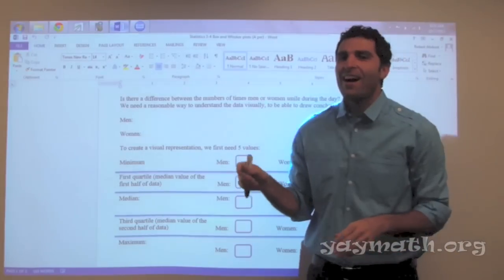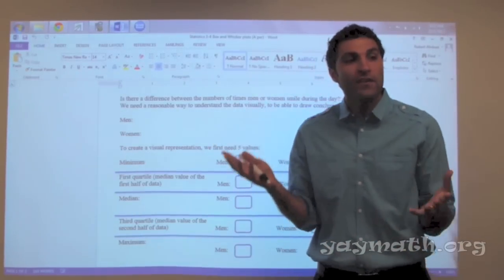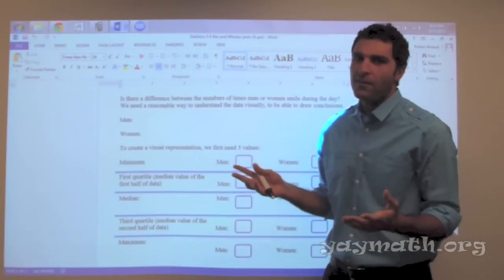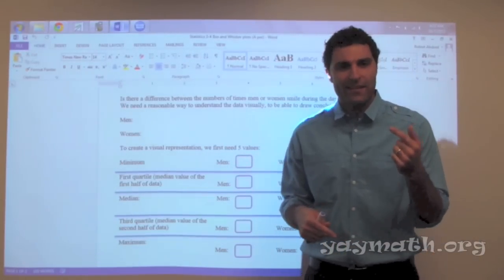That's fun. Today we're going to be talking about box and whisker plots. Has anyone ever heard of this term before? No. Yeah, I think it's very aptly named. It makes you think of a cat.